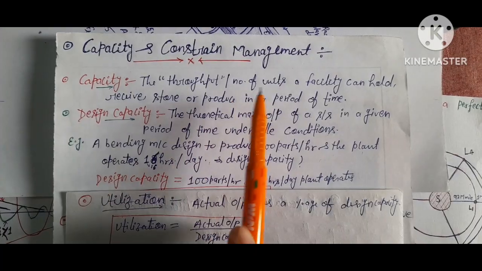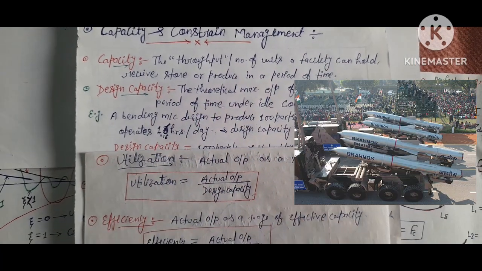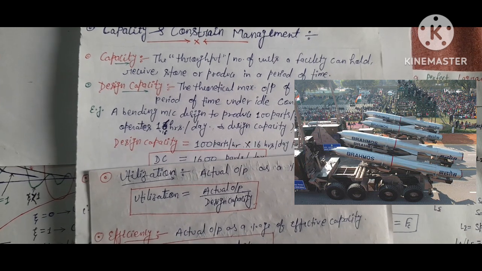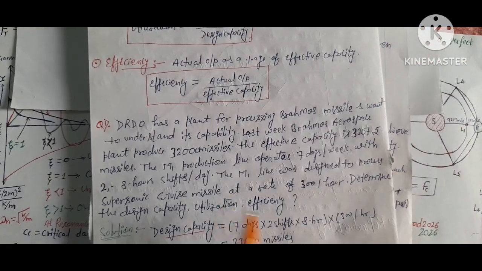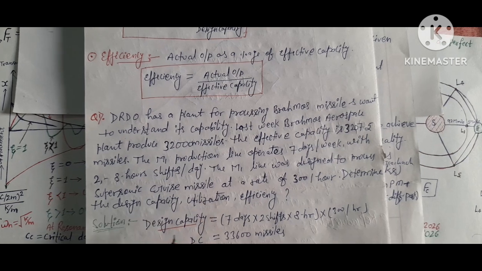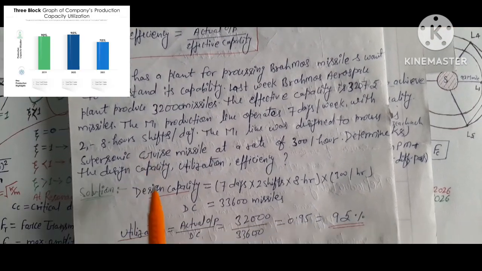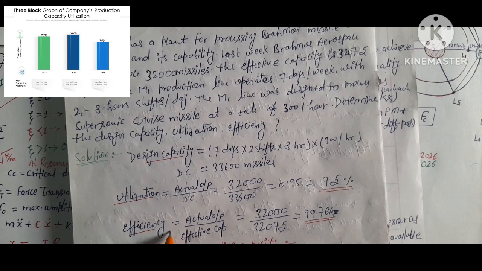Series of capacity and constraint management. We are talking about definition and one numerical on this. In the first numerical, we talk about design capacity, utilization and efficiency.